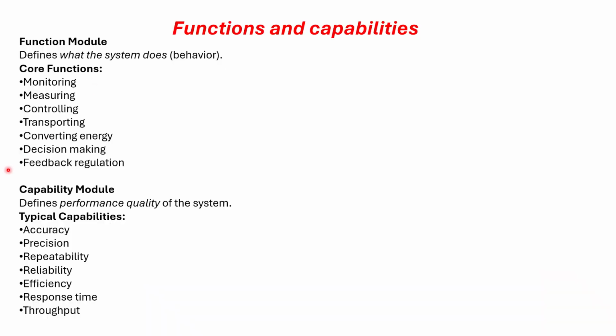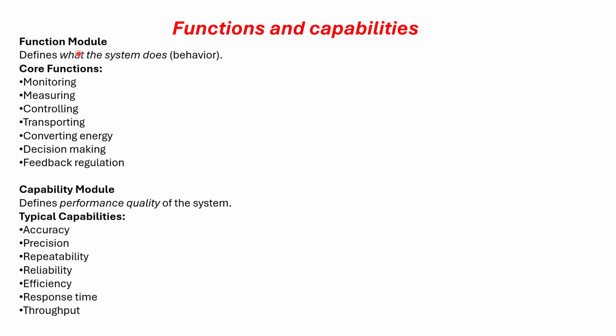In engineering system design, two important concepts are there. One is the functional model, and another one is the capability model. These models help engineers understand what the system does and how well it performs. So the functional model defines the behavior and operation of a particular system. In simple words, you can say that it explains what the system is designed to do.